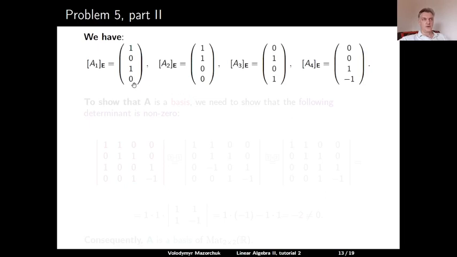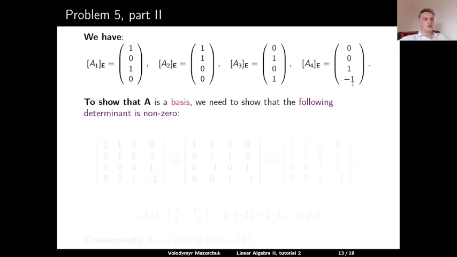So if we look at the formulation, we see that the coordinates of A1 in the standard basis are 1, 0, 1, 0. The coordinates of A2 are 1, 1, 0, 0. The coordinates of A3 are 0, 1, 0, 1. And the coordinates of A4 are 0, 0, 1, minus 1.